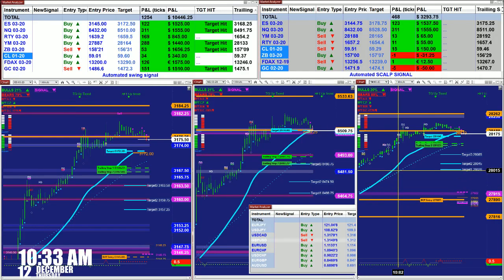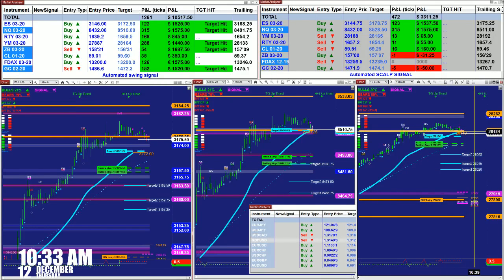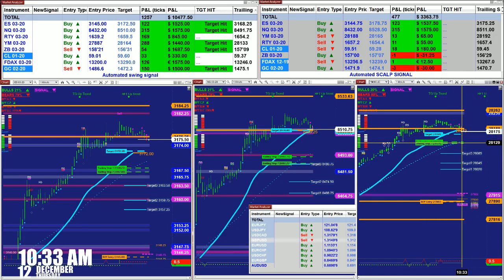On the YM, the re-entry point again is 28133. This is where a re-entry long is on that.